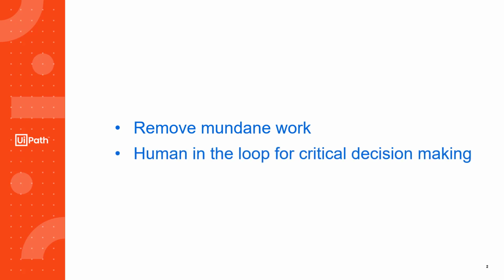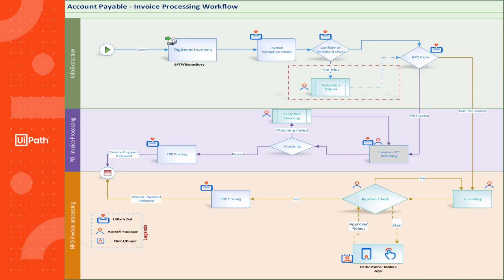The goal is to remove the mundane work and bring humans in the loop only when needed to make critical decisions. In this demo, we will use UiPath apps to automate invoice processing, where an unattended UiPath robot looks for invoices that need to be processed, extracts the required data from the invoice, processes the invoice, and finally submits it into an ERP system, in this case, SAP.